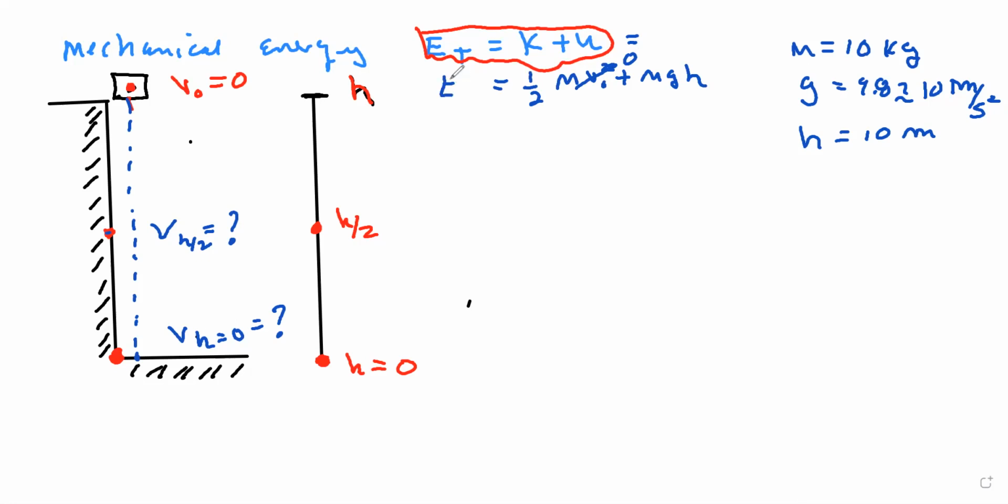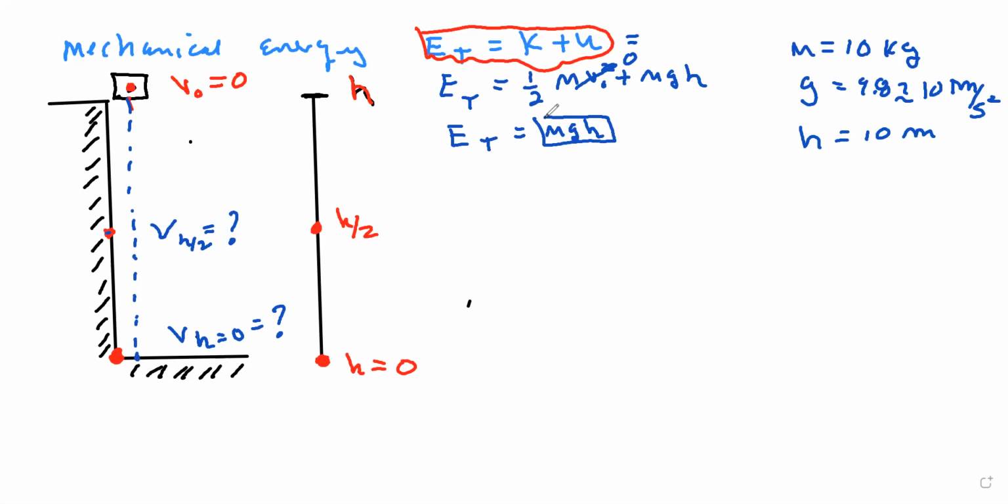So your total energy, that's at the top, before you let the box go down, the velocity is going to be 0. So it's going to be mgh, and that would be the total energy. Then you release your box and you let it come down.